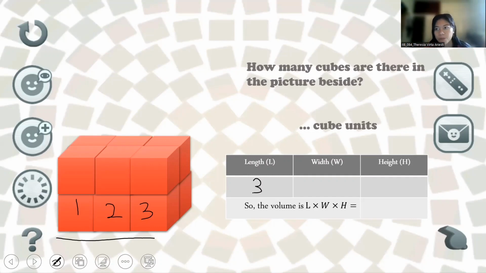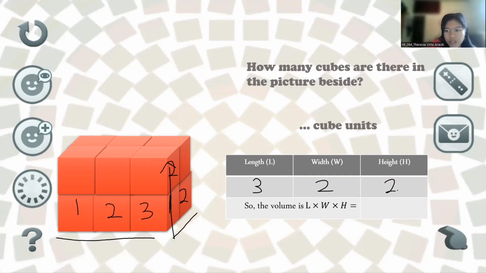And then how about the width? The width is on the sides, in here. So we can count it as 1, 2. So the width is 2. And then how about the height? Of course, the height is from bottom to up. So how many cubes are stacked? There is 1 and 2. So the height is 2.